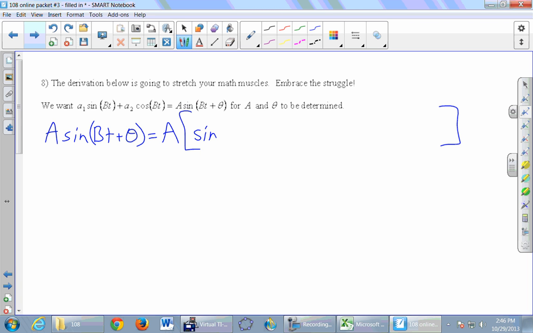Okay, so this is a sine, so it starts sine cosine. So sine bt cosine theta. Sine copies the sign, so a plus between the angles means there's a plus in the formula. And then it goes sine of the other thing, sine theta cosine of bt. Okay, and let's go ahead and distribute that A through.